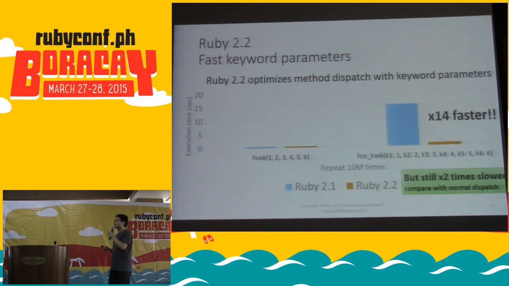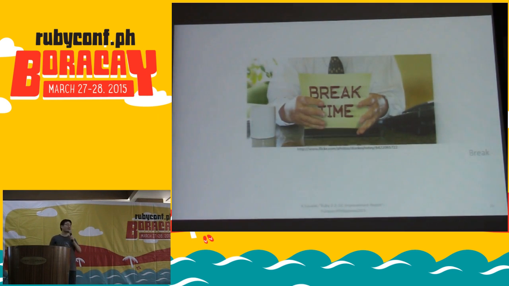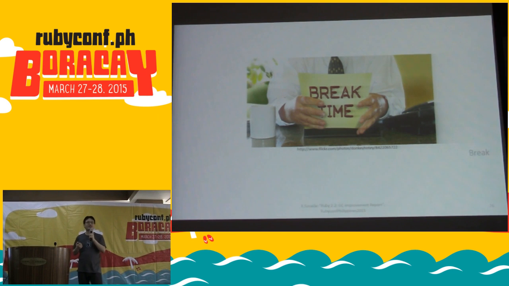So Ruby 2.2 improved the performance of keyword parameters. It was 30 times slower on Ruby 2.1 and Ruby 2.0, but on Ruby 2.2 we improved the performance by 40 times. By removing the hash object creation, it is only 2 times slower compared with the normal dispatch, but maybe that is not so big an issue. So please enjoy keyword parameters. That is something about Ruby 2.2. Ruby 2.2 has other good features, so please try it.